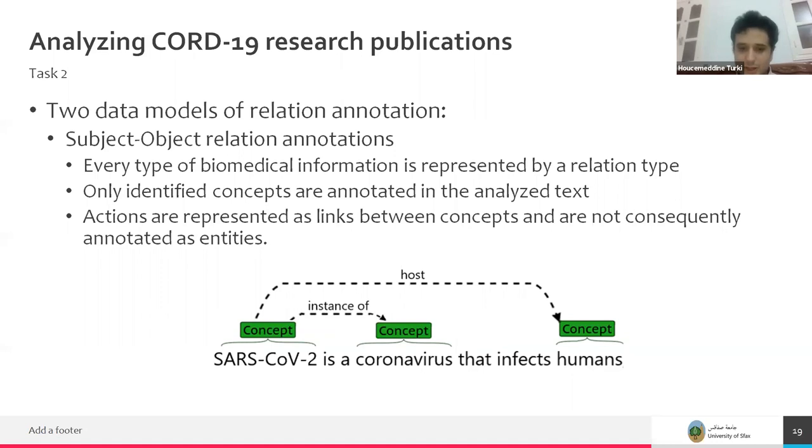The problem with this type of annotation is that we can, for example, mistakenly annotate relations that are not represented by the sentence. For example, if there is in an ontology that SARS-CoV-2 is different from COVID-19, and the sentence says that SARS-CoV-2 causes COVID-19, the different-from relation is not the relation type that is meant to be represented there. And that's the main problem of that.